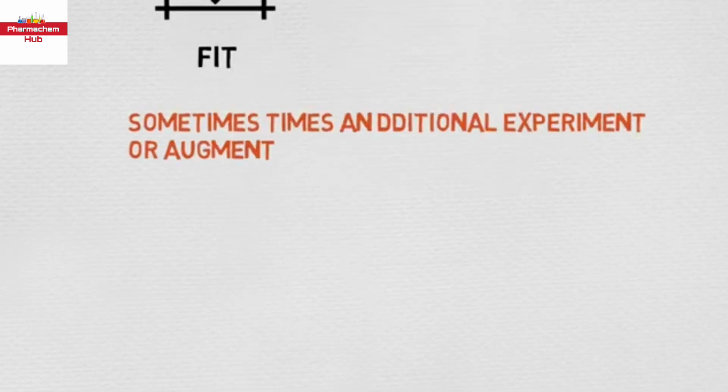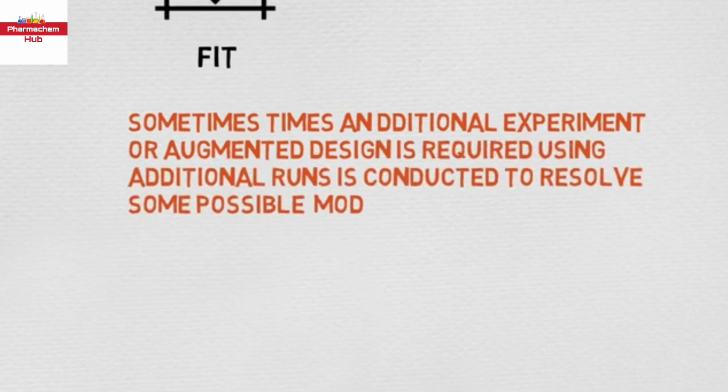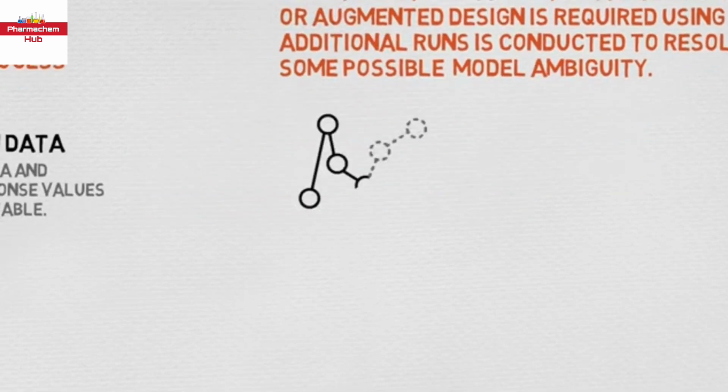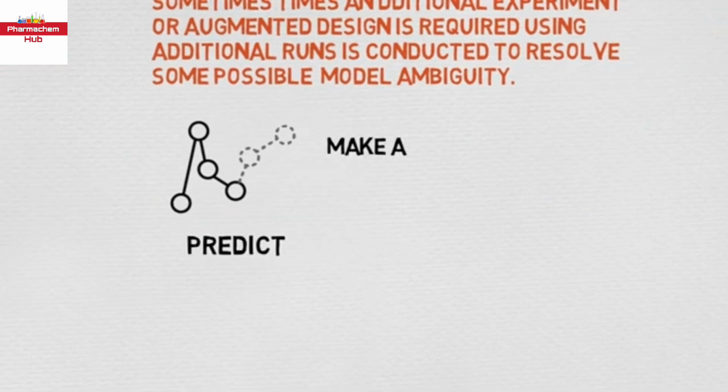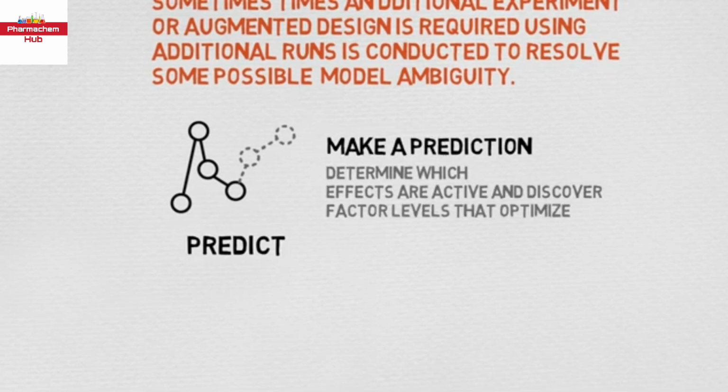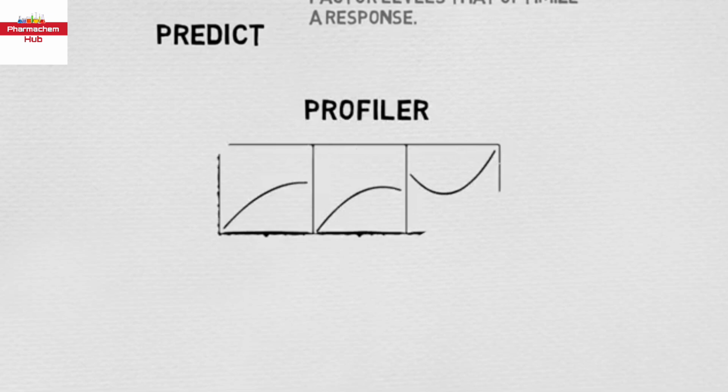In some situations, you might need to run another experiment or augment the design or perform additional runs to resolve some model ambiguity. The sixth step is the predict step, where we'll use our refined model to address our experimental goals. You will determine which effects are active and discover factor levels to optimize a response. It's also where you'll be able to get your hands on JMP's Profiler, which is an interactive prediction tool that's built into a JMP DOE model.